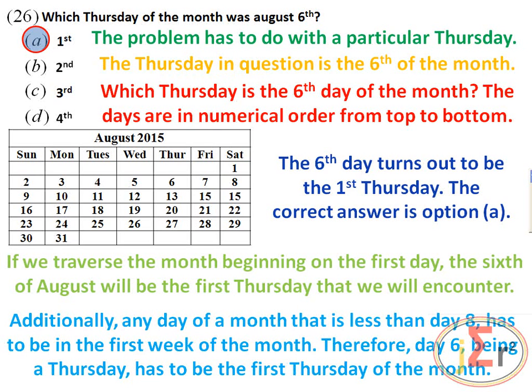Therefore, day 6 has to be, whichever day it is, the first such day in the month. So if it were a Friday, then it would have been the first Friday of the month because it is within the first week. So any day that falls from day 1 to 7, or as we said before, any day that is less than day 8, is in the first week of the month, and must be the first such day in that month.